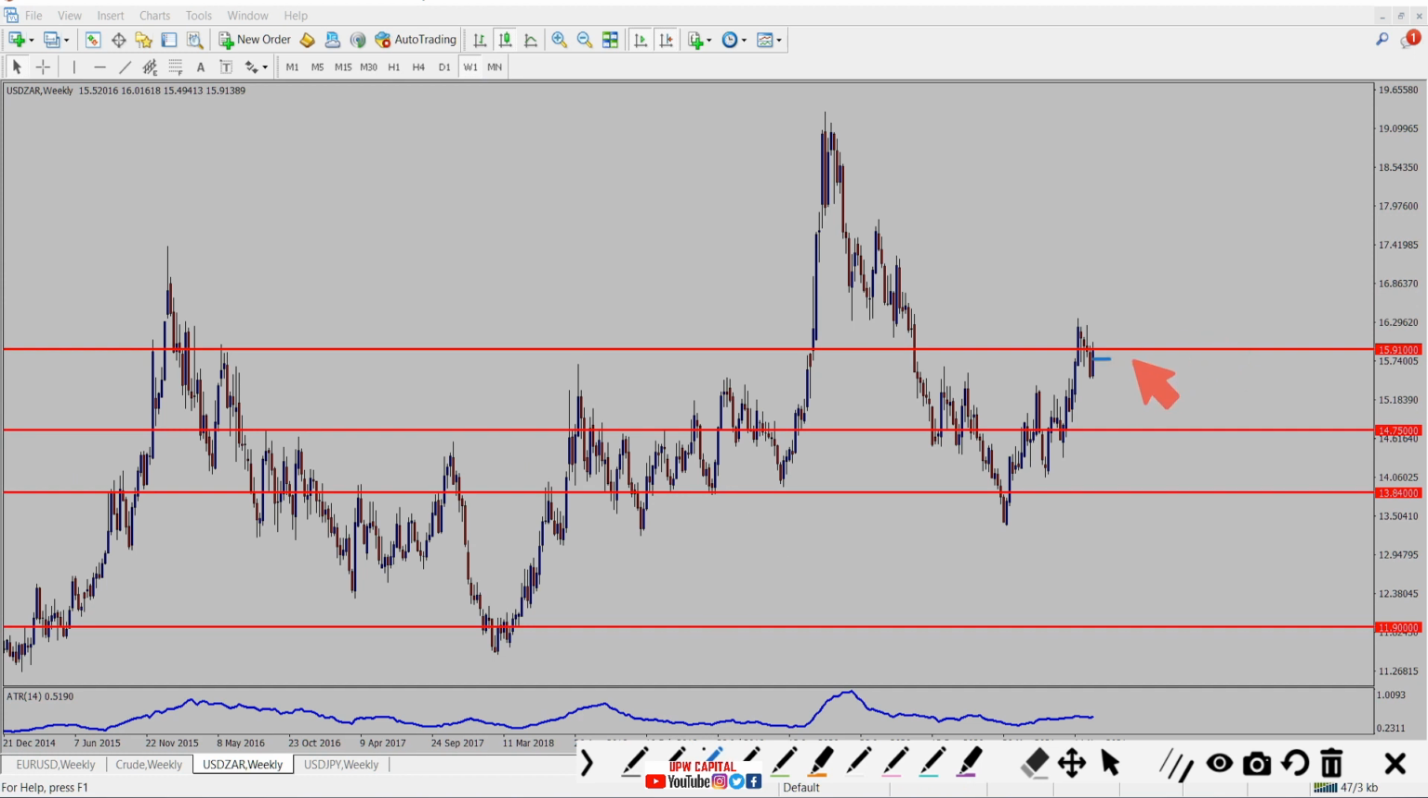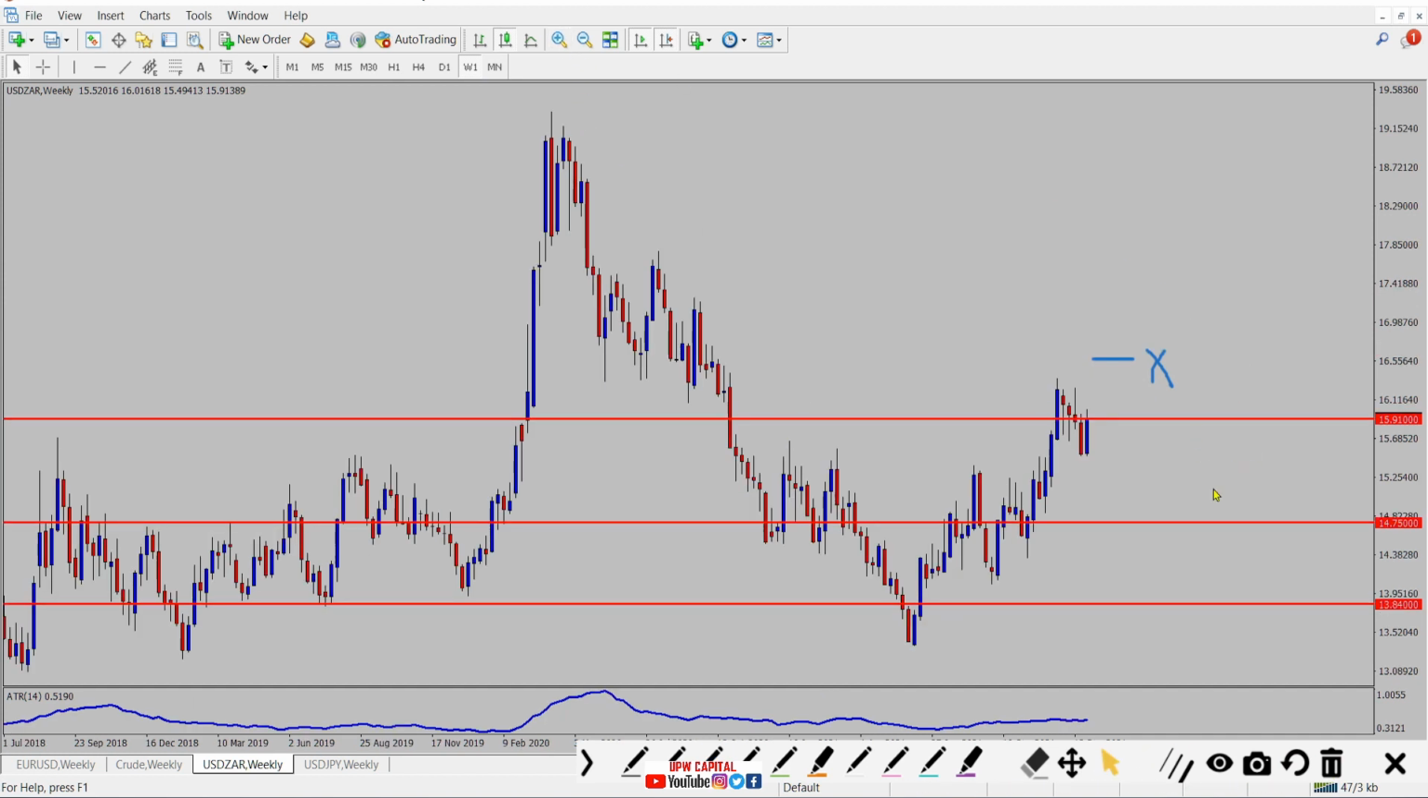In our case, this candle here is larger than the previous candle. That gives us a clue the price could move higher. If we break above 15.91, then I would be interested in buying this, buying the rand, buying USDZAR.